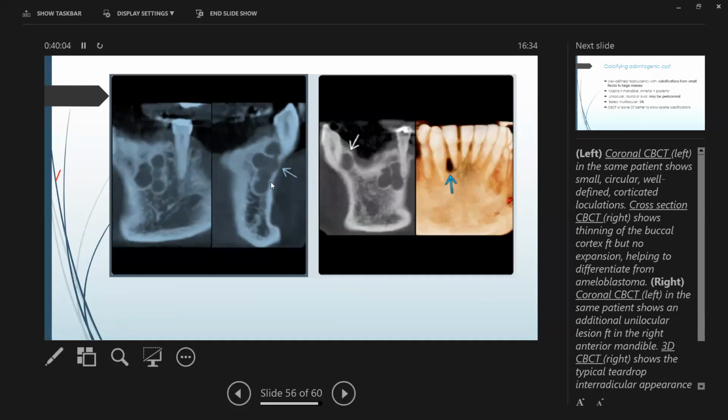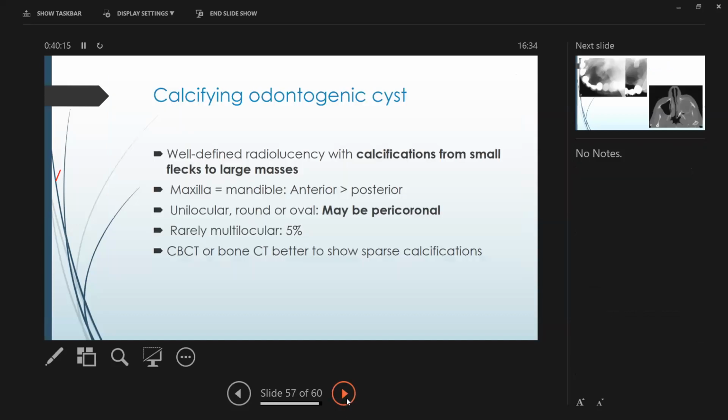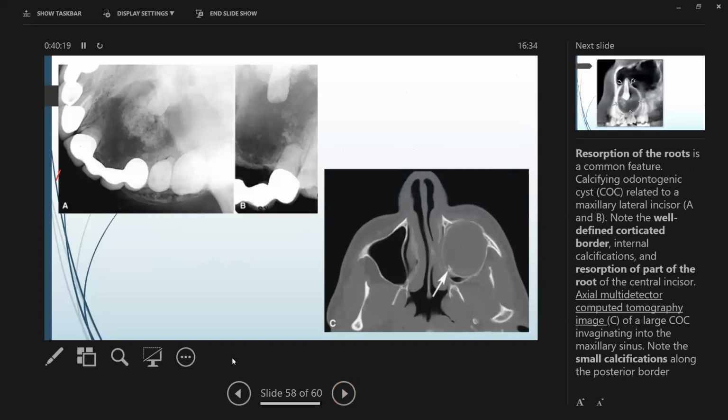And this is the cross-section CBCT. This is again a coronal CBCT, and this is a 3D image, which shows very well the lateral periodontal cyst and its favorite location. Now coming to the last but not the least, the calcifying odontogenic cyst.